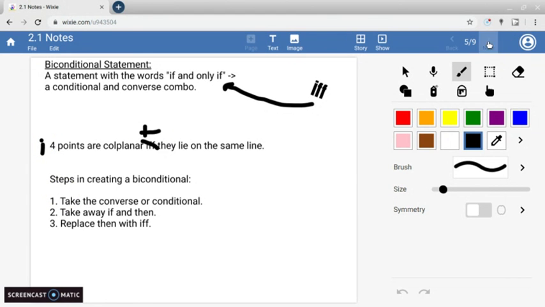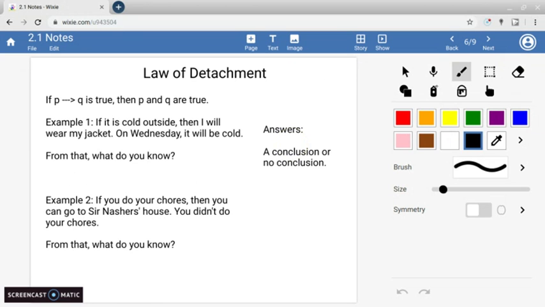Okay, next. So now we have 2 laws that we'll go over. The first law is law of detachment.